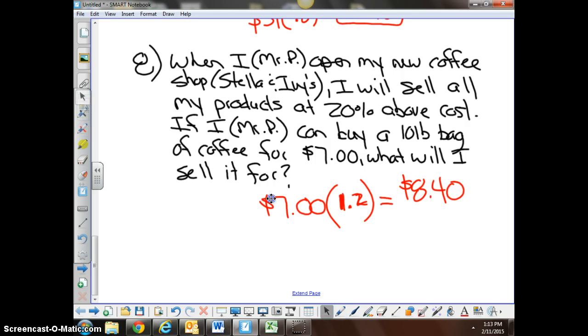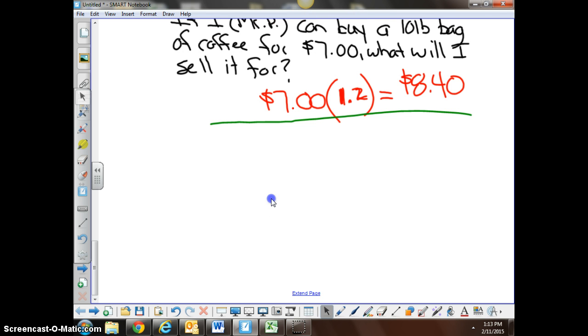Second way of solving it, the longer way of solving it, would be what? Think back to our last example. So I'm going to take my cost, and I'm going to figure out, well, what is 20% of $7? How much am I going to mark it up money-wise? So I'm going to multiply 7 by what? 0.2, because I know that I'm marking it up 20% of what I bought it for, and 20% is 0.2. So what does that equal? $1.40, right? So I'm going to mark it up $1.40.